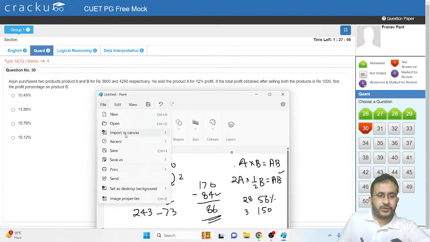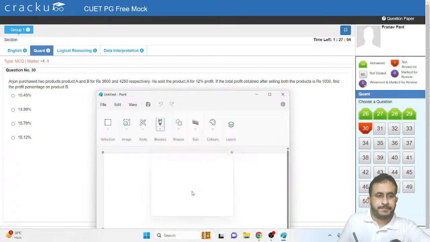Arjun purchased two products A and B for rupees 3600 and 4250. He sold for 12% profit. The total profit obtained is 1000. Okay, profit percentage on product B. So 12% of 36 is 432. ठीक है, 12 की टेबल तो आई गेस आती होगी. इस पे 12% प्रॉफिट है.